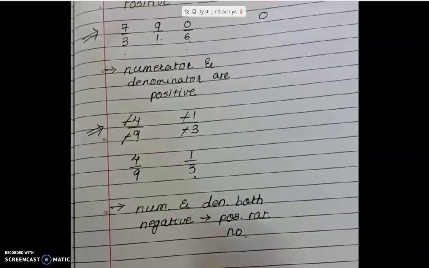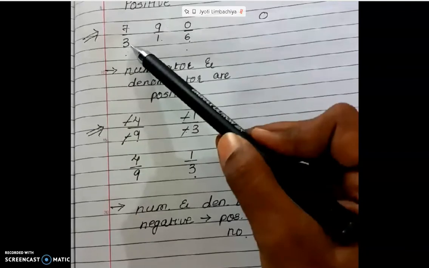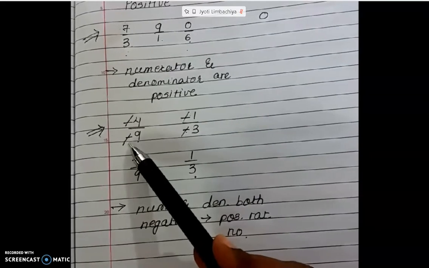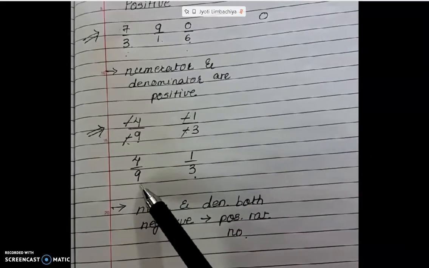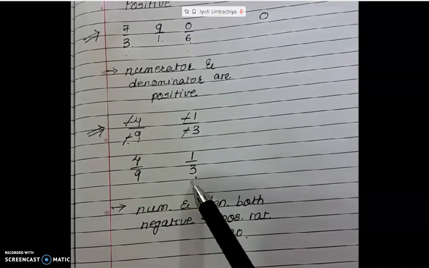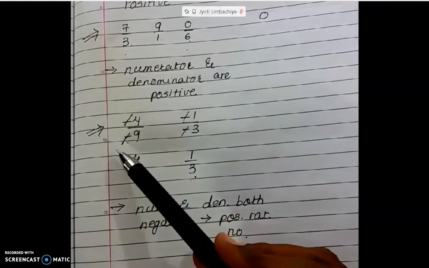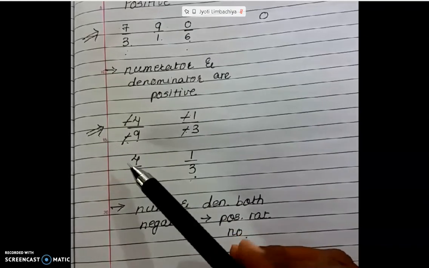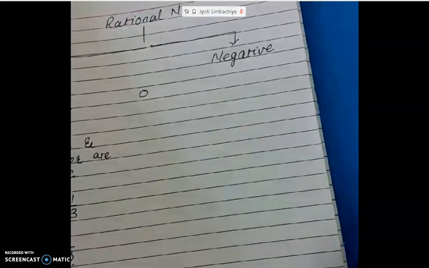So what is positive rational number? When we have something like this where numerator and denominator are positives, and when we have numerator and denominator both negative, then we can cancel the negative sign and we are left with positive rational number. Alright? So in question, if they ask you something like this, that minus 4 upon minus 9 is positive or negative rational number, then of course you can write that it is a positive rational number because you can cancel these out. Alright? So this is about positive.